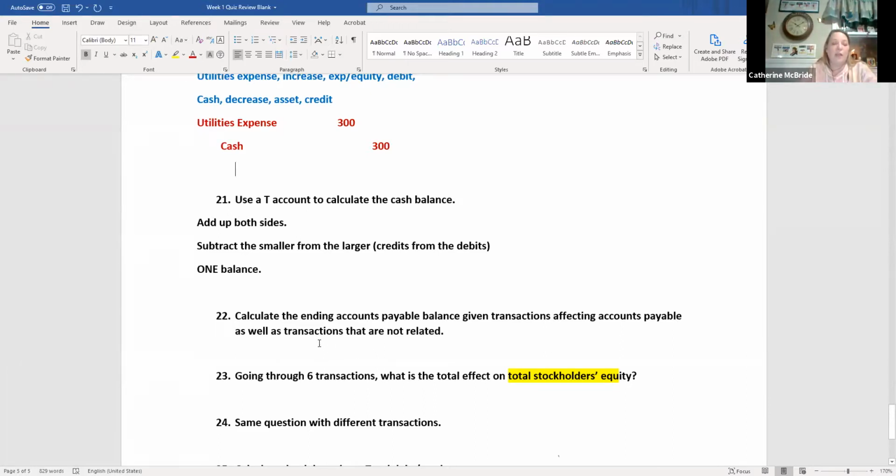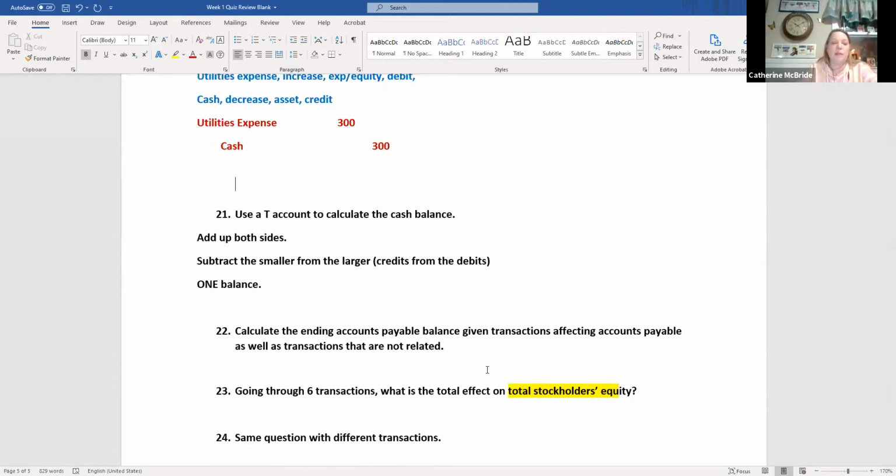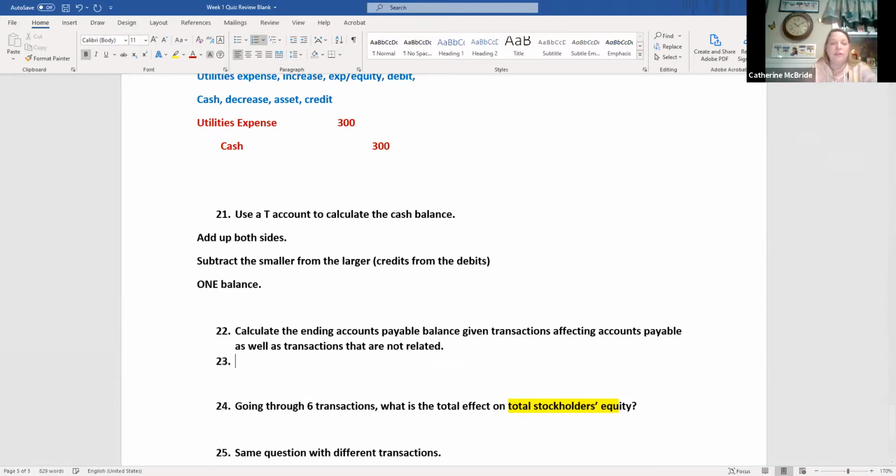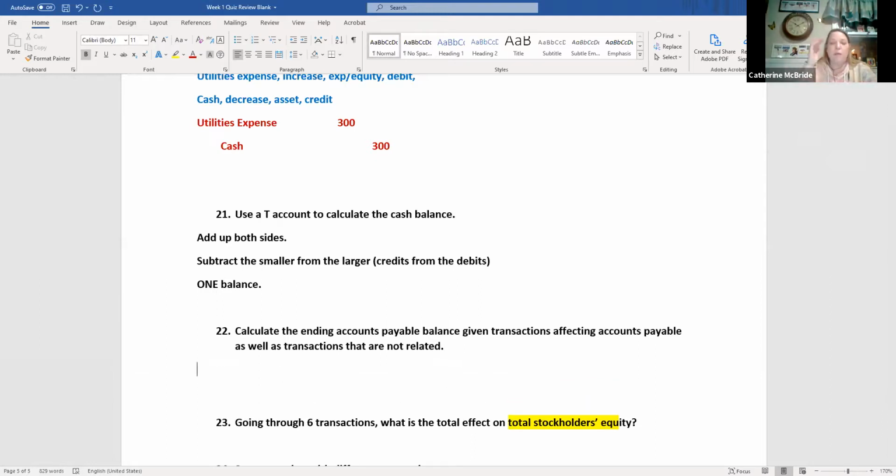Number 22, calculate the ending accounts payable balance given transactions affecting accounts payable as well as transactions that are not related. So, and I'm not going to say this is an inclusive list, but for the most part, this is where you want to ask yourself what happened. Put it in your head. When you're looking at this, one of the things that you should be thinking about is we need to get a payable by borrowing or buying.